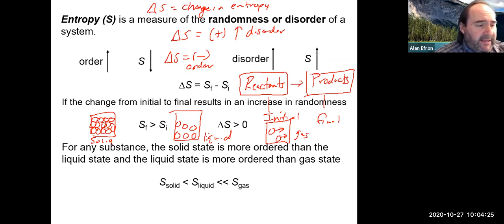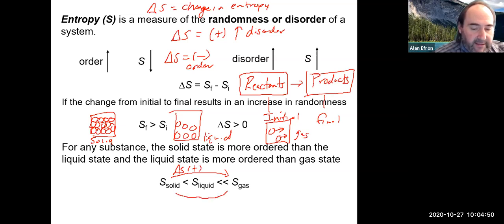While if we have something in the gas state, there's a lot of disorder as things are flying around, and that means the entropy value would be more positive. We would have an increase in entropy if we went from solid to gas. We would be going from a more ordered state to a more disordered state. And again, we would expect the delta S to be positive as you go that way.